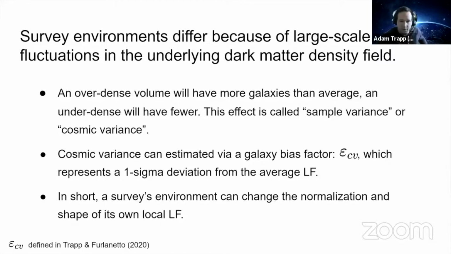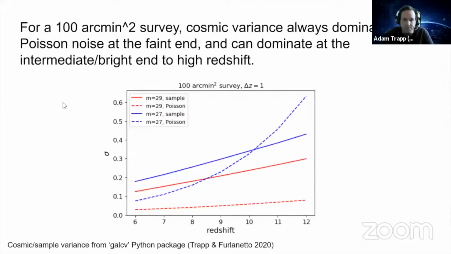or cosmic variance. And cosmic variance can be estimated via the galaxy bias factor, which I'm going to call epsilon CV for this talk, which represents a 1 sigma deviation from the average luminosity function, and it can be estimated via theory, as we did last year, or in simulations, as many people have done. And in short, a survey's environment can change the normalization and shape of its own local luminosity function.